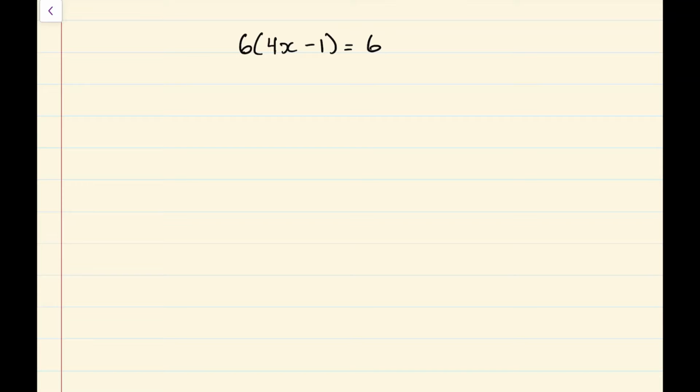So what we're going to do is multiply out the 6 throughout the whole bracket to every term that's inside the bracket. And as you can see, we have 2 terms inside the bracket. We have a 4x and we have a negative 1. So this 6 should be multiplying out throughout both the 4x and the negative 1. Okay? So that's what's happening there.